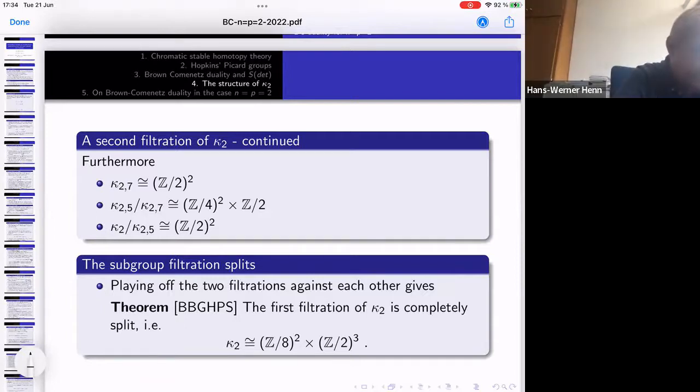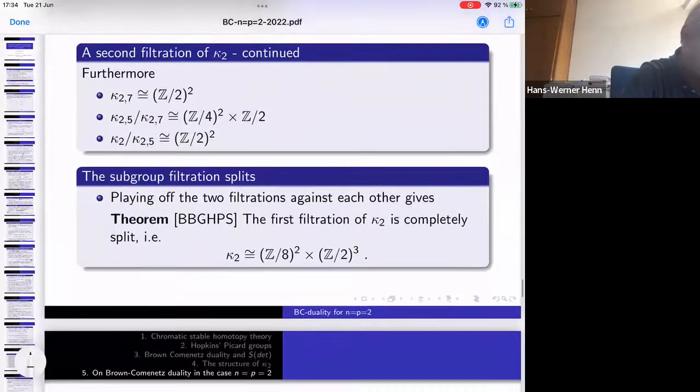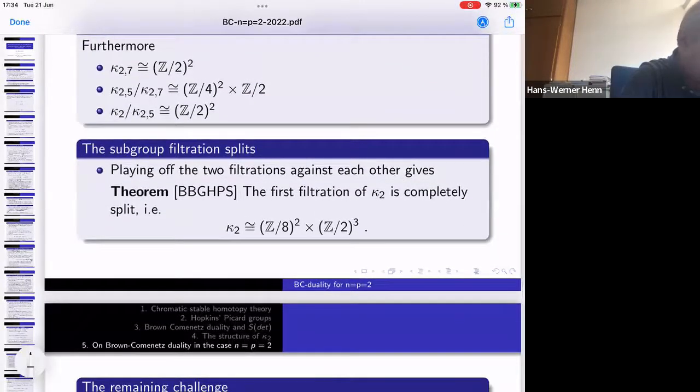The filtration is completely split, but we don't have a canonical isomorphism, which is a bit painful. But nevertheless, we understand the structure of this group. It's a group of order 2 to the 9. So it's a huge group. I mean, it's not very complicated as an abelian group, but if you don't have an explicit isomorphism, it may be very difficult to locate an element in this group.